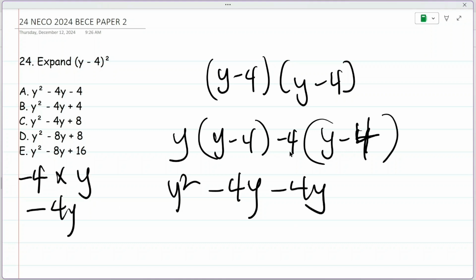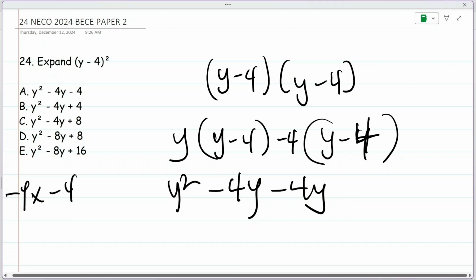Then you have this minus 4 times this minus 4. This is where some students get it wrong, because they just drag this minus here, then they say 4 times 4 is 16. They'll get minus 16. That's where they get it wrong. It is this minus 4 times this minus 4. You're going to get plus 16. So this 4 owns this minus, and this 4 owns this minus. So you have minus 4 times minus 4.